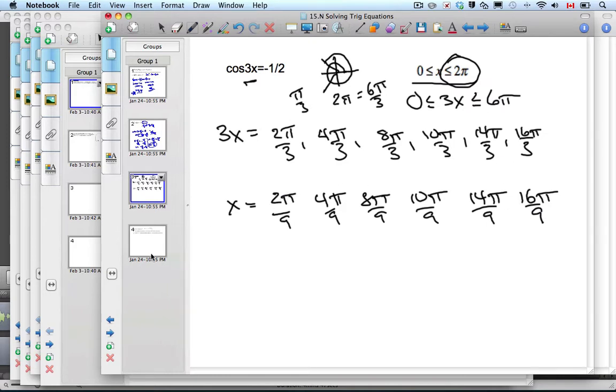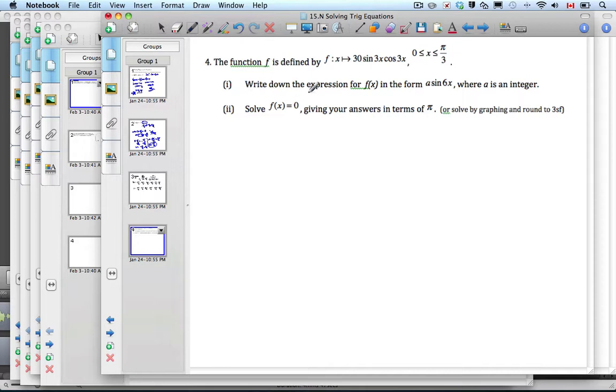Okay. One more question to go, and this is an old IB question. It says, the function defined by 30 sine 3x cosine 3x over this interval. Write down an expression for f(x) in this form here. Well, when I see a 6x and a sine 3x, cosine 3x, right away I think double angle. Go ahead and write out the double angle formula.